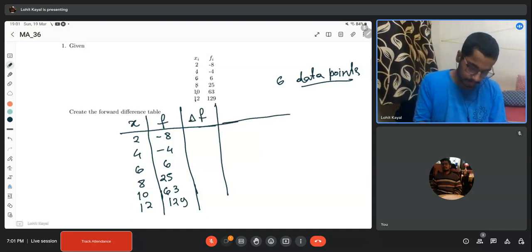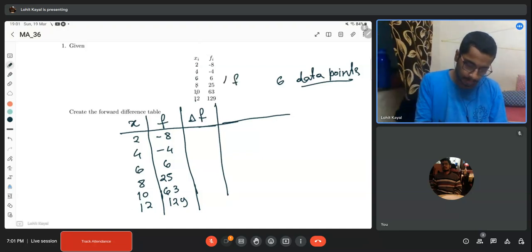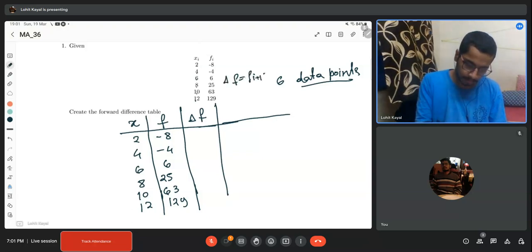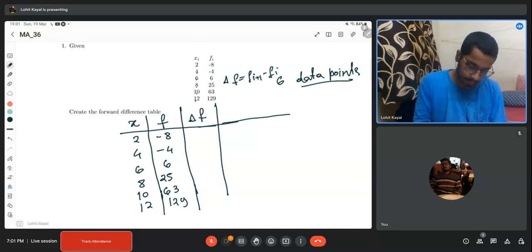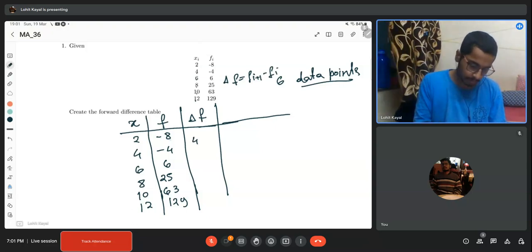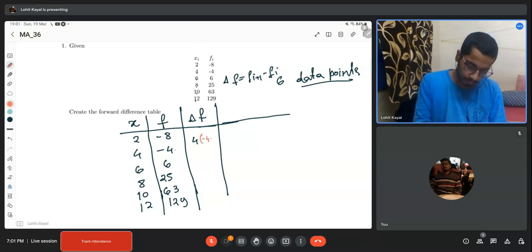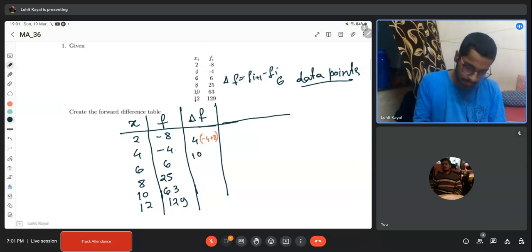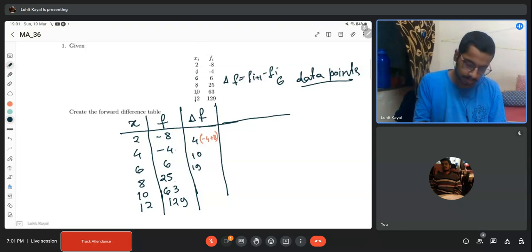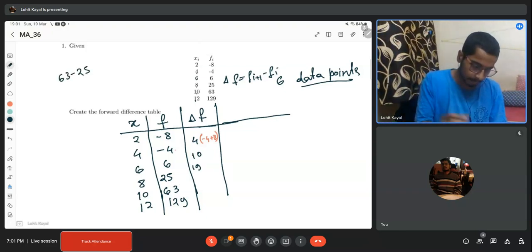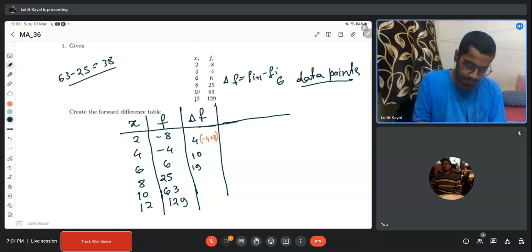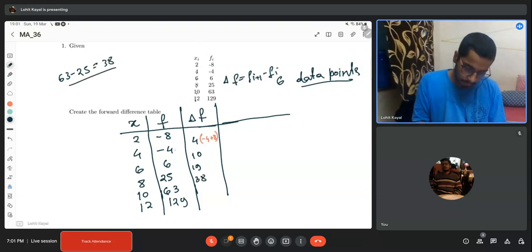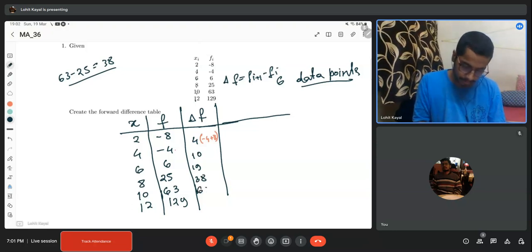So delta f equals f(i+1) minus f(i). That means the first one will be 4. I am taking the difference of the first two elements, so it is minus 4 plus 8, so it is plus 4. It will be 10. It is 19. It is 63 minus 25, which is 38. And 129 minus 63 is 66.